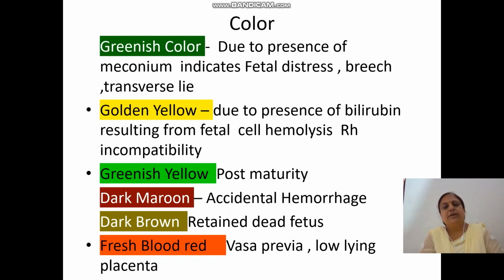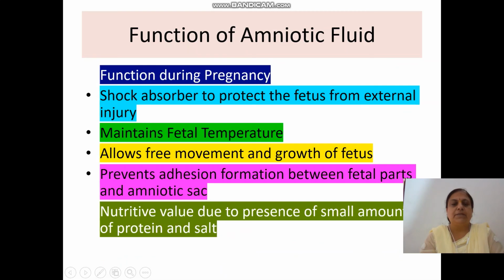Now, different colors of the amniotic fluid signify different diagnoses. Greenish color, due to presence of meconium, indicates fetal distress or breech or transverse lie. Golden yellow, due to presence of bilirubin resulting from fetal cell hemolysis, indicates Rh incompatibility. Greenish yellow color suggests post maturity. Dark maroon color suggests accidental hemorrhage because of the long standing altered blood. Dark brown color is retained dead fetus. Fresh blood indicates vasa previa or low-lying placenta.